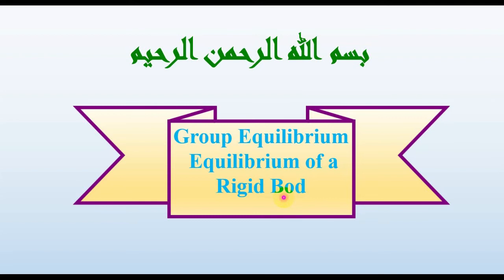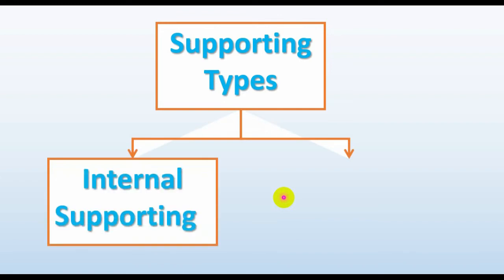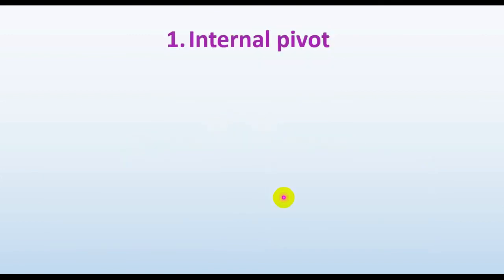External forces may be working with this rigid body, and once we have external, we should have also internal. Suppose we have a body as a fixed body or rigid body, so we have some supporting. The supporting type is whether we have internal supporting or external supporting. What does it mean? Each one.